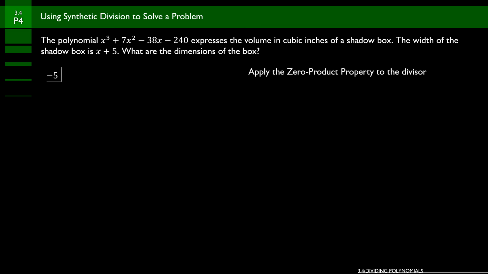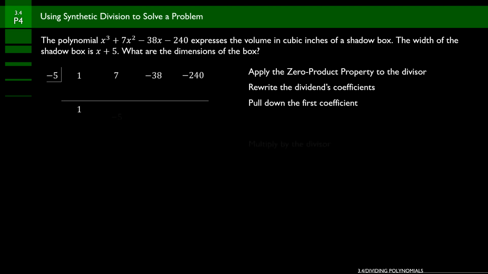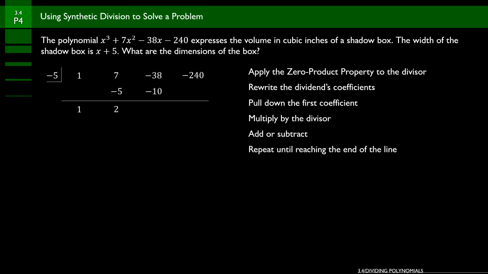The divisor, we're going to take that factor again, x plus 5, and say x is equal to negative 5, and so negative 5 is going to be the divisor. We've got our row set up, so now bring the 1 down, multiply by negative 5, diagonal it, 7 minus 5 is 2, multiply by negative 5, diagonal the negative 10, negative 38 minus 10 is negative 48, multiply it, negative 5 times negative 48 is 240, and negative 240 plus 240 is 0.